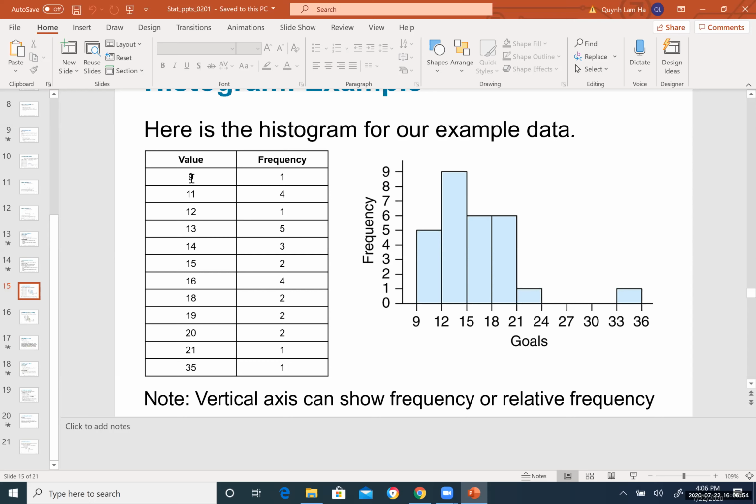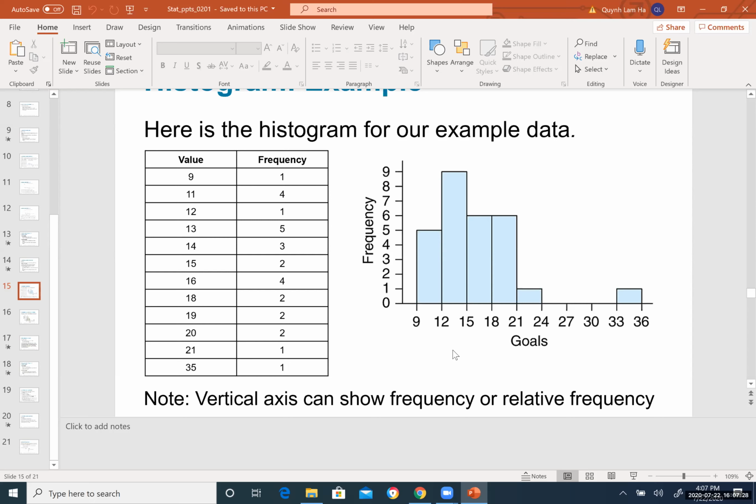Okay, so how many value 9? You got 1. How many value 11 you got? 4. The total you have to accumulate, the total is 5. So the frequency will be 5, and they draw all the way up to 5 right here. And the next bins have to be consecutive. So here 9 plus 3 is 12, 12 plus 3 is 15, 15 plus 3 is 18. You can list out these numbers first and then draw later.